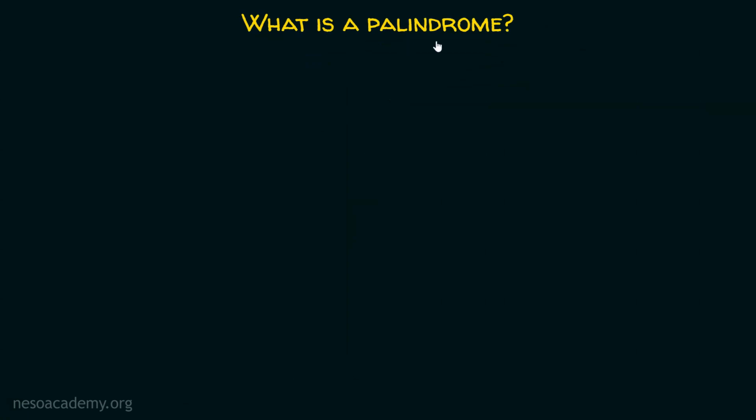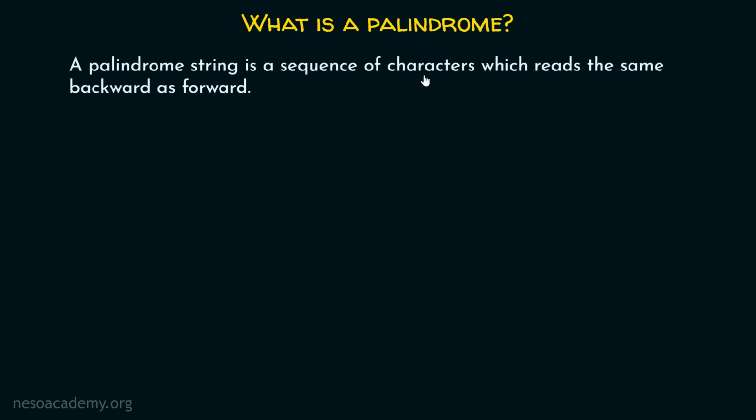First, we will understand what is a palindrome. We'll try to understand the meaning of palindrome. A palindrome string is a sequence of characters which reads the same backward as forward. Simple. If you read the string from forward direction, that means from left to right, then it is same as reading it from backward, that is right to left. So this is a special kind of string, okay?